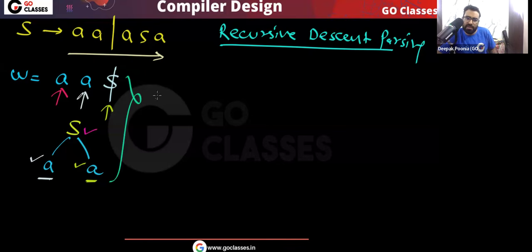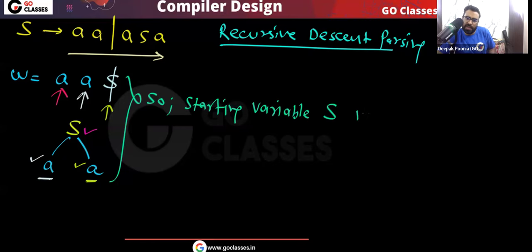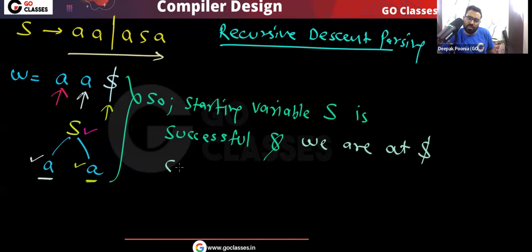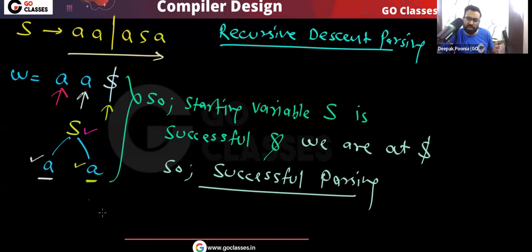What does it mean? You can see that the starting variable S is successful, and we are at dollar. Yes or no? We are at dollar. So, successful parsing. What does successful parsing mean?